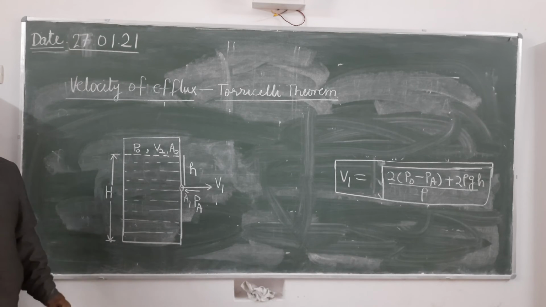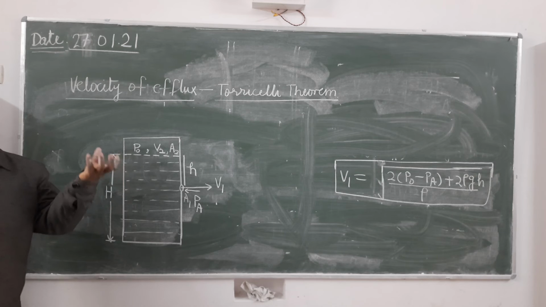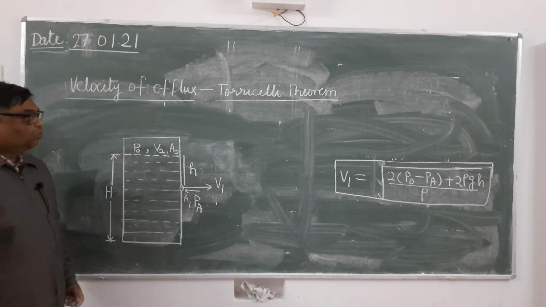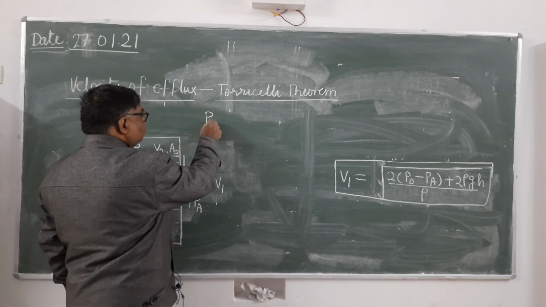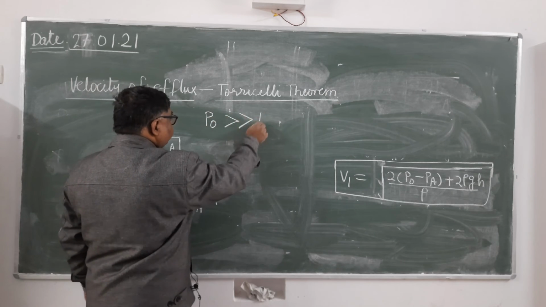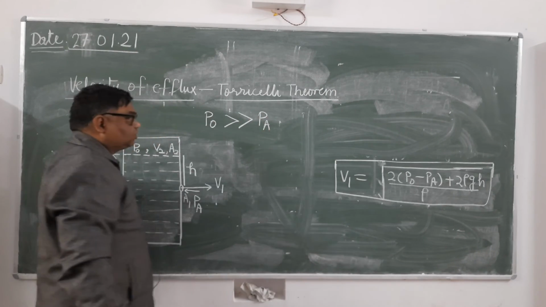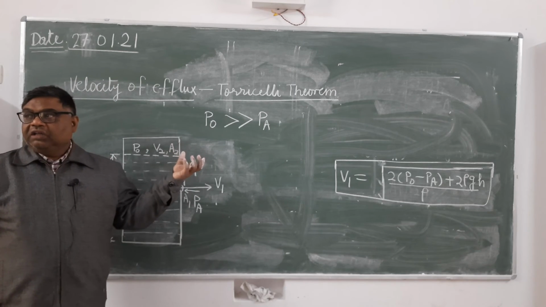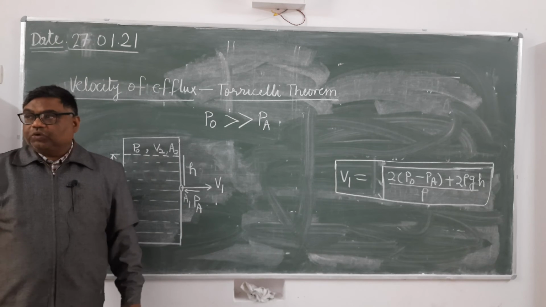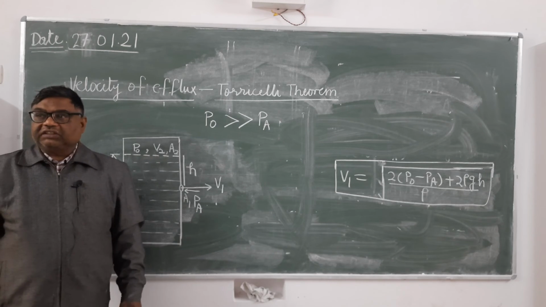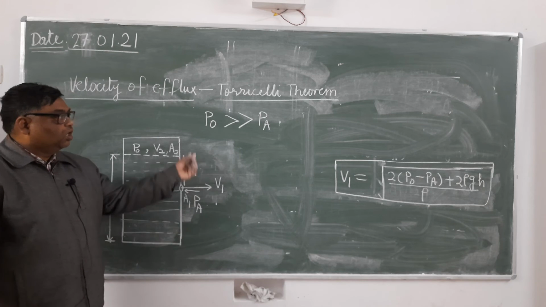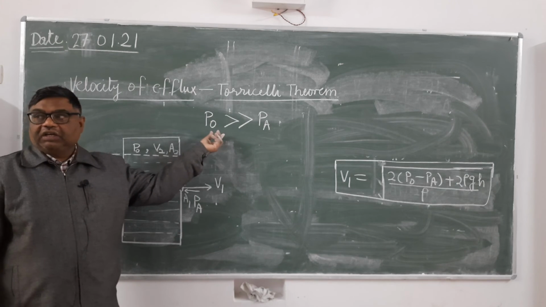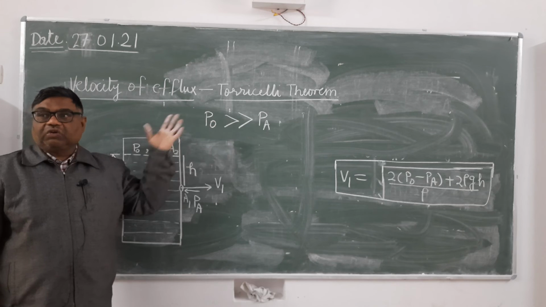Now all of you see here. Suppose P naught is much greater than PA. Like in a rocket, the fuel that is filled, what is its pressure? It is much greater than PA. And why does it become much greater than PA? Because when rocket fuel burns, a large amount of gases will be produced in that small volume. Because of that, pressure will increase. The pressure will become very high.